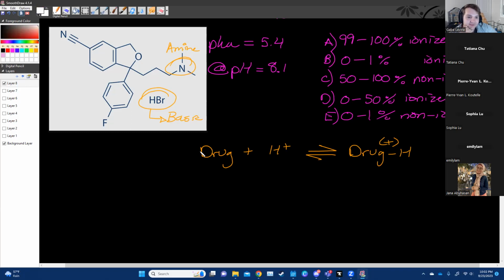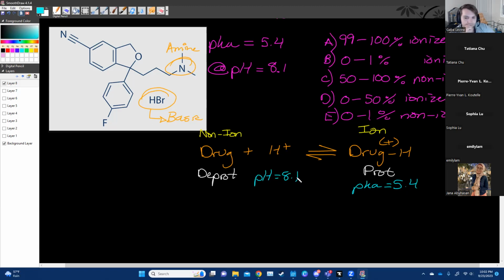We can say that this is the deprotonated side, and here is the protonated side. And we can also label this and say that we have the ionized form of the drug and the non-ionized form of the drug. Next, we're going to label where the pKa is, which would always follow the protonated form of the drug. And then we label pH where H plus is. Any questions up until this point?